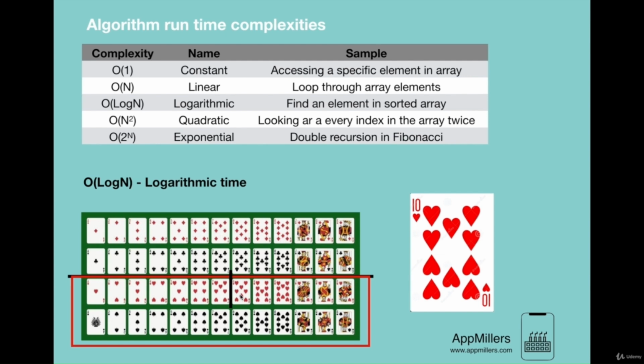So we have searched not all elements, but some of them. That's why this time complexity is called logarithmic time complexity.